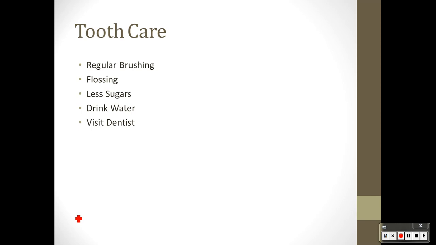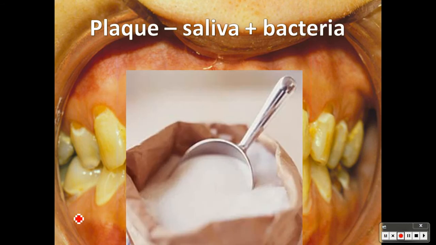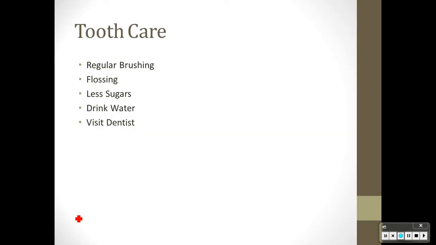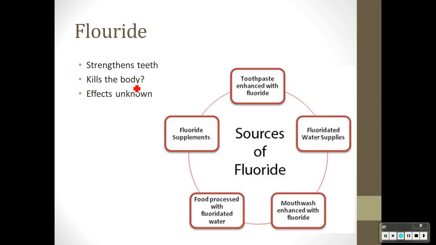How can we increase our teeth hygiene? Is that a word? Teeth health? Tooth health? Tooth care. Regular brushing, flossing. If you eat less sugar, you'll get less acid, so that's a good one. If you drink water after every meal, it should wash the rest of the sugar down. And visiting the dentist. There is an argument that adding fluoride strengthens teeth.